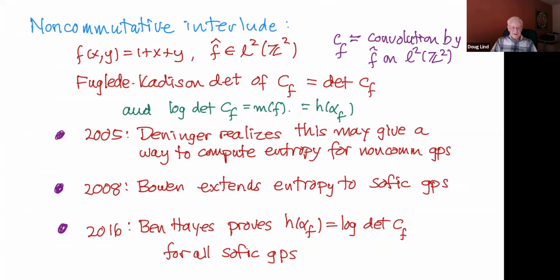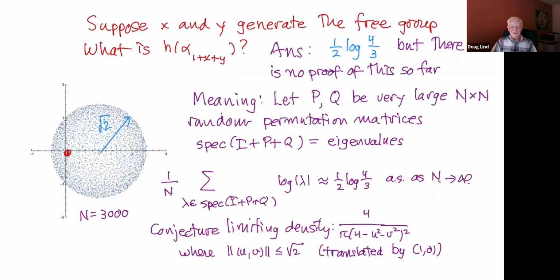So you might think that's the end of the story. That's great. But I'm a computational guy. I like to know things to within 2 decimal places. So suppose X and Y are the generators of the free group, and you want to know what the entropy of 1 plus X plus Y is. Well, I'll tell you the answer. The answer is a half log 4/3, but there's no rigorous proof of this.